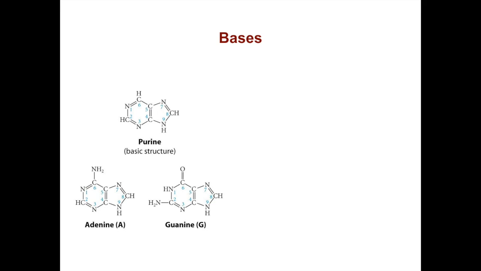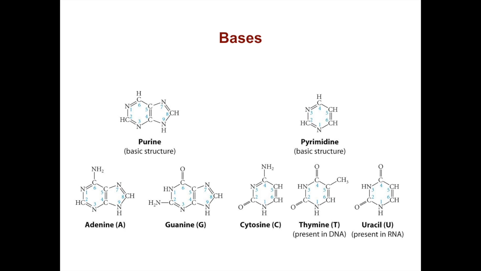The bases are the purines, which are adenine and guanine, and the pyrimidines, cytosine, thymine, and uracil. Thymine is present in DNA, and uracil is present in RNA. So there are no T's in RNAs, there are U's in RNAs.